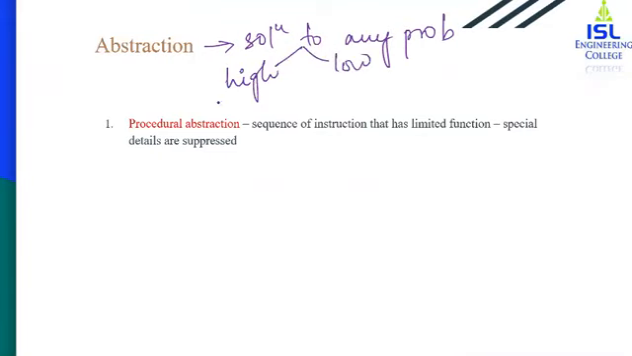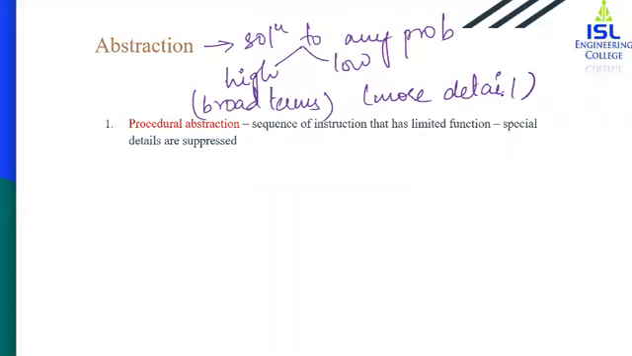What happens within the high level of abstraction? Within high level of abstraction, the solution is going to be defined in broad terms. Whereas whenever you are defining the solution to the problem at lower levels, you're going to give more detail about that particular problem. Within abstraction, you have 2 different types: procedural abstraction and data abstraction. Procedural abstraction is a sequence of instructions that has limited function, and special details are suppressed.